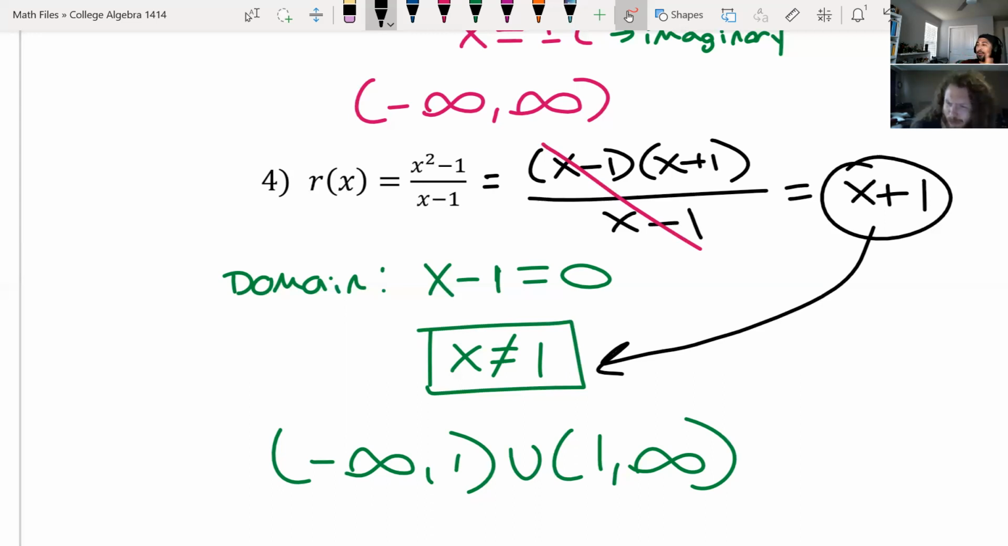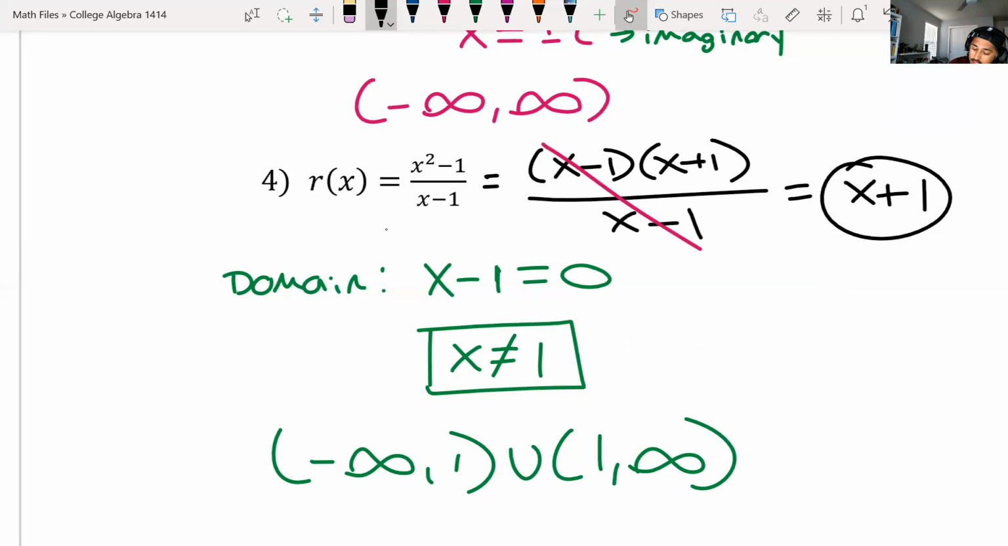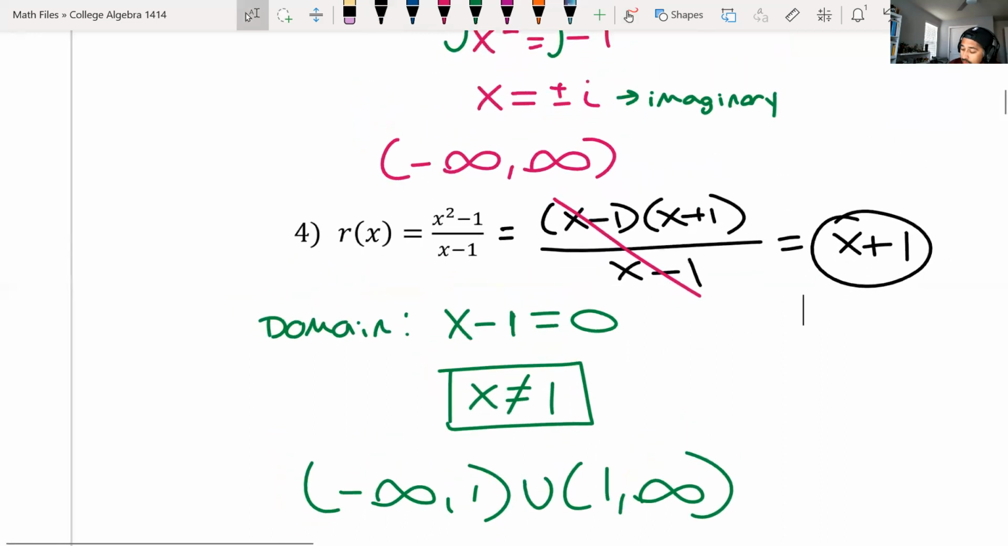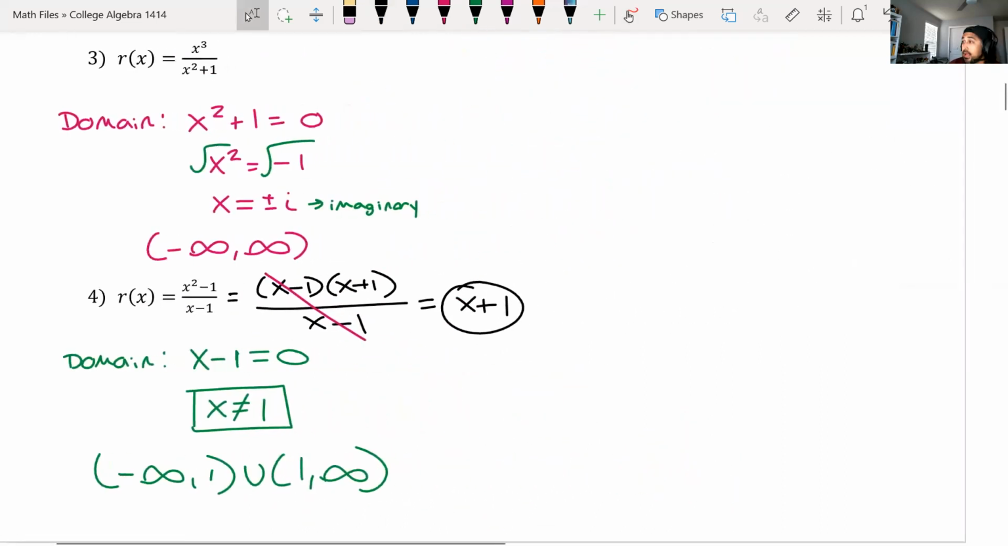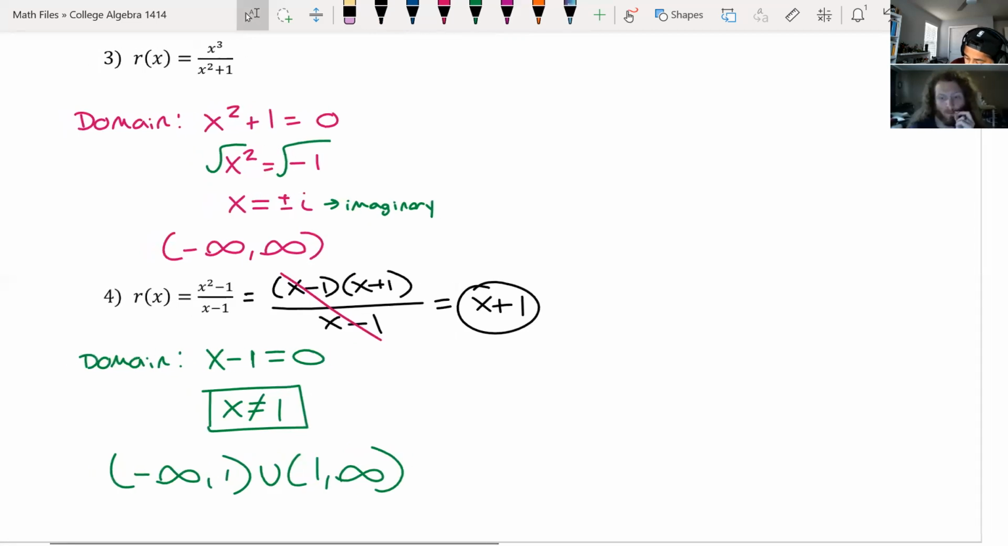So when you take a rational function and you reduce it, no matter what, that reduced function still follows the original domain. So when we deal with rational functions, whenever you cancel out a term in the denominator, it creates something called a hole in the graph, right? So once you cancel it out, x equals 1 now becomes a hole in the graph.